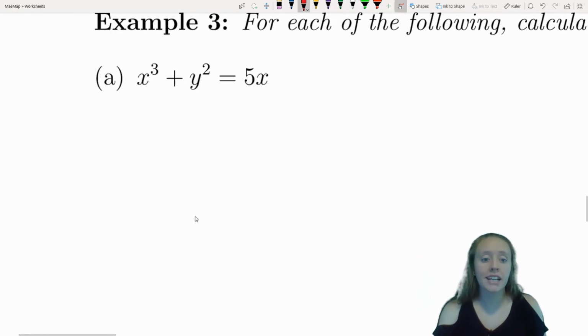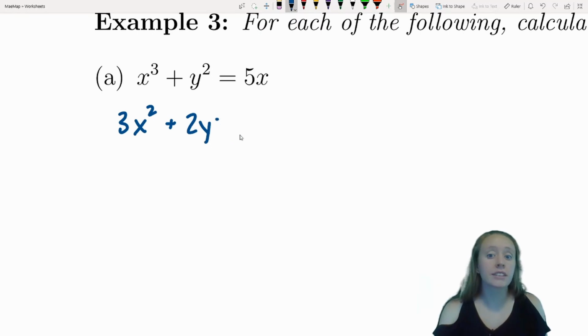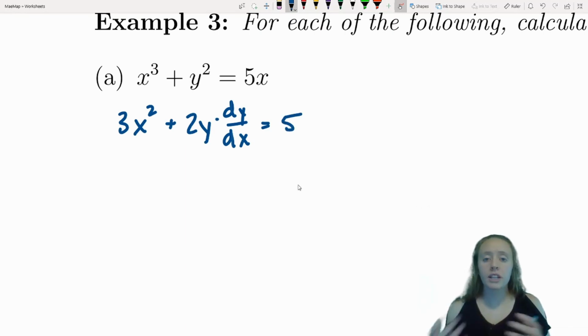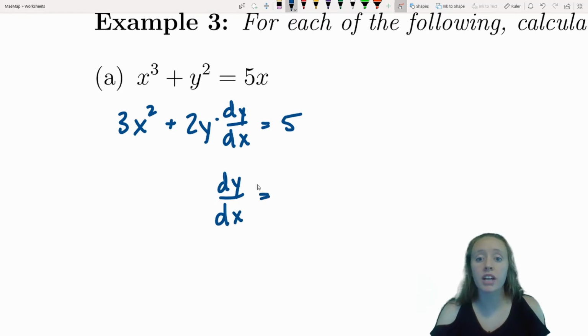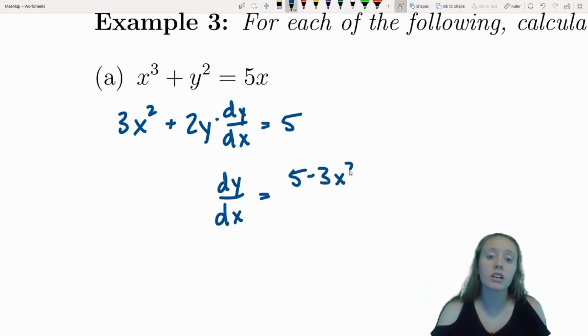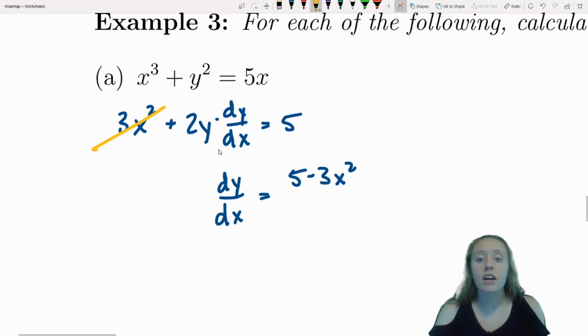Let's start by taking the first derivative. Taking the derivative of x cubed, that's going to be 3x squared. The derivative of y squared is 2y times dy/dx. And then we have the derivative of 5x, which is just going to be 5. So what exactly is my first derivative? Let's solve for dy/dx. dy/dx is going to be equal to, I'll subtract my 3x squared to get 5 minus 3x squared. And when I do that, you can see that all I'll have left on my left-hand side is going to be my 2y. So then I'll divide by that 2y to get my final result.